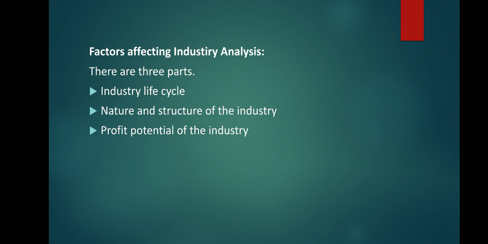Factors affecting industry analysis. There are three parts: industry life cycle, nature and structure of the industry, and profit potential of the industry. Everything affects the industry analysis in one way or another. Let's see the different things coming under these three parts of the factors.